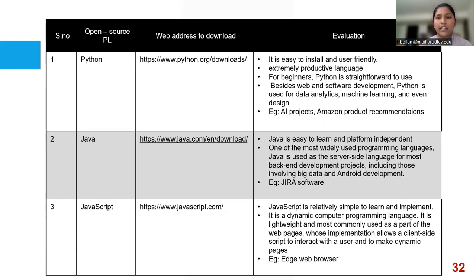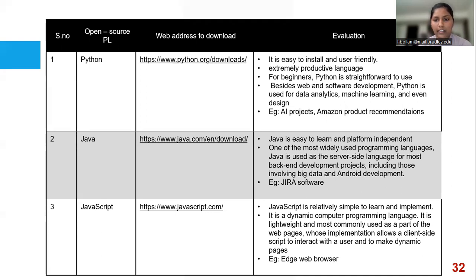And next is Java. Java is also open source, platform independent and easy to learn. And Java is mostly used in real world applications. It is preferred for the backend and Android development. And in the real world, Zero software was developed by using Java.